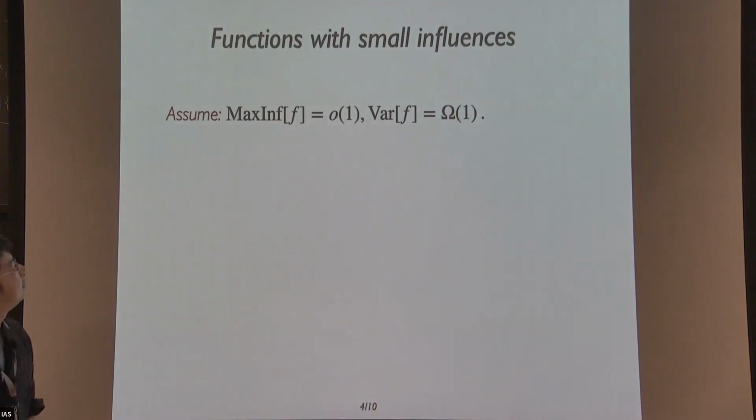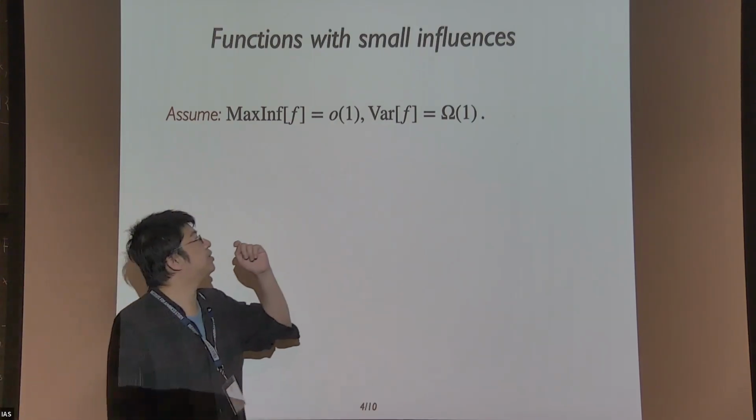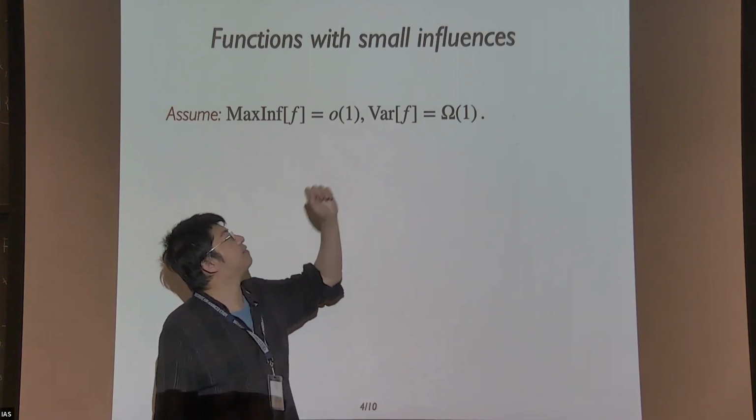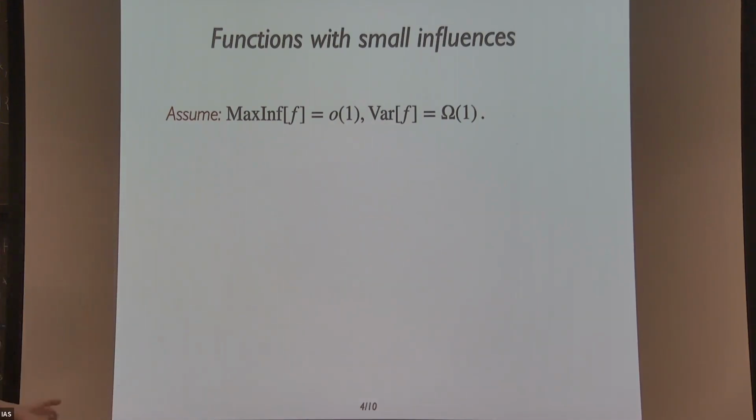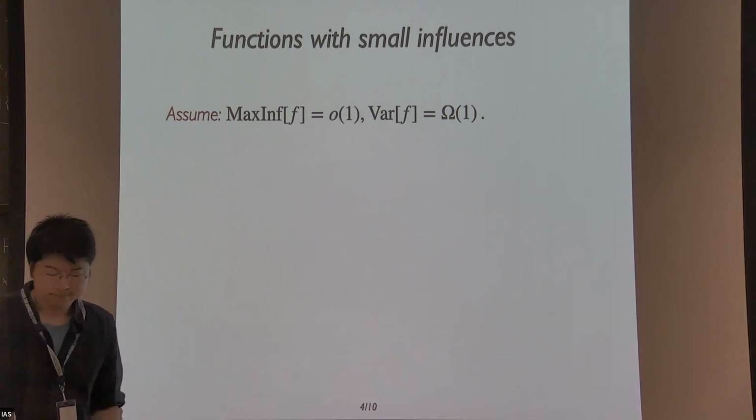Okay. And now we can see that the above two examples have the following property. Their max influences are very tiny. They are polynomially small with respect to the input size. In addition, we are going to assume that the function outputs 0 and outputs 1 with approximately the same probability. So half and half. This is just for simplicity.